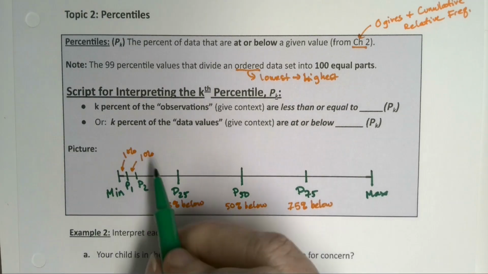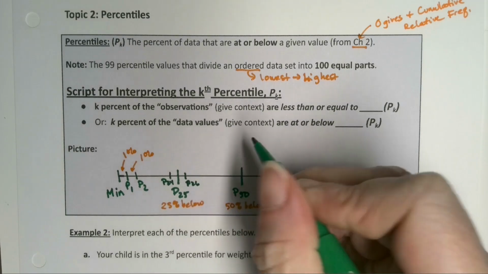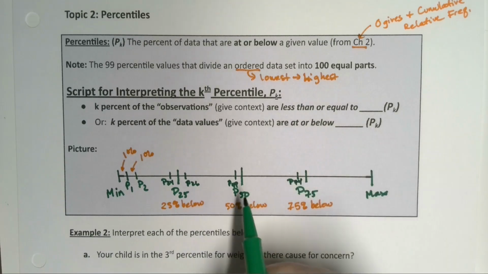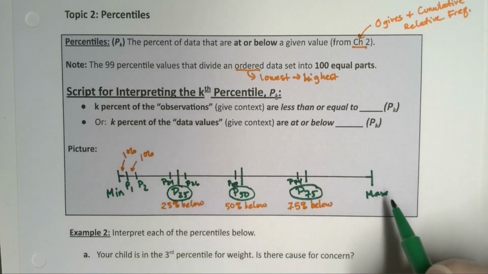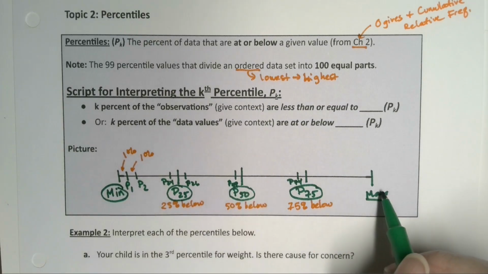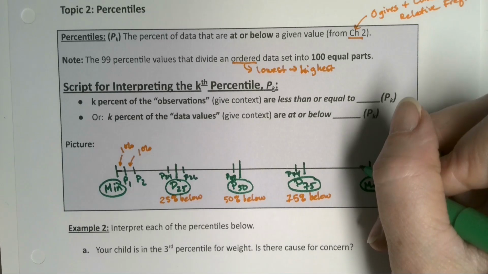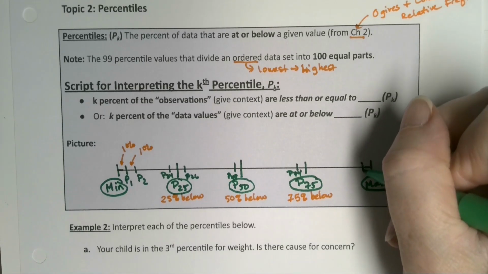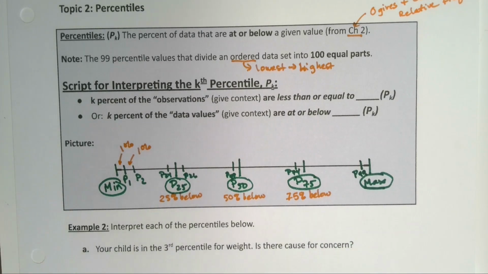And keep in mind, there's other ones in here. So P24 is right there. P26 is right there. P49 is right there, and so on. P74 is right there. But the most important ones are P25, P50, P75, the min and the max. Those 5 numbers will come back. They're called the 5-number summary, and they're very important. Oh, and right here at the end is P99. P99 is right here because 99% of the data is below. Only 1% of the data is above.